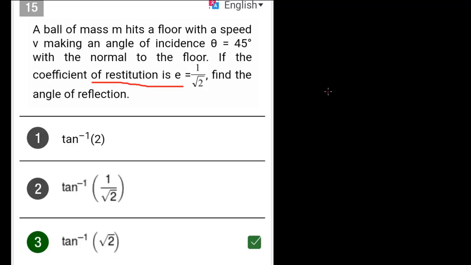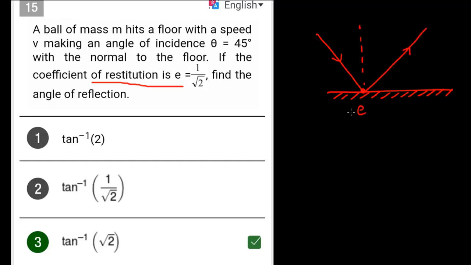I want to tell you one thing without derivation. If this is a surface and anything strikes here and collides, and this is the normal to this point, and it reflects back like this, and if e is the coefficient of restitution, one must remember that this is the angle of incidence and this is the angle of reflection. We have the formula tan phi equals tan theta by e.